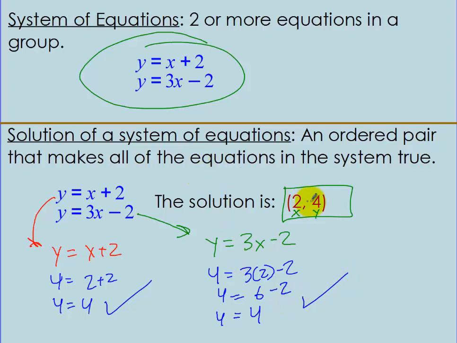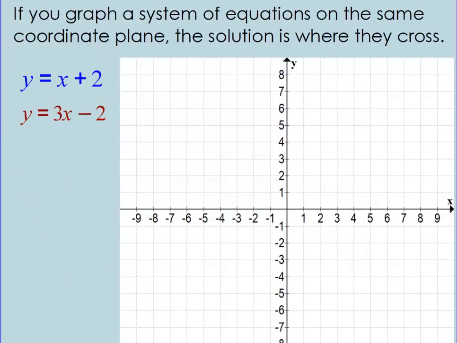So this is our solution because if we plug in those values, it makes both of those equations true. It's got to be true for every equation in the set. Now, we can also solve these equations by graphing. If you graph a system of equations on the same coordinate plane, their solution is going to be where they cross. So let's graph these two lines right here.